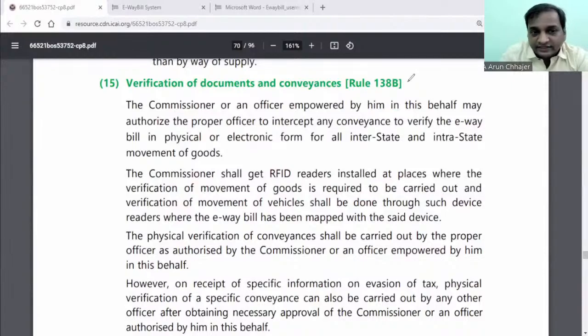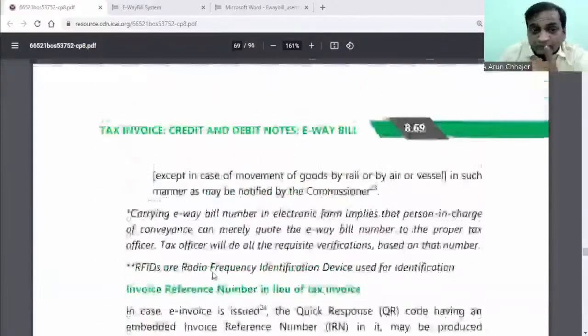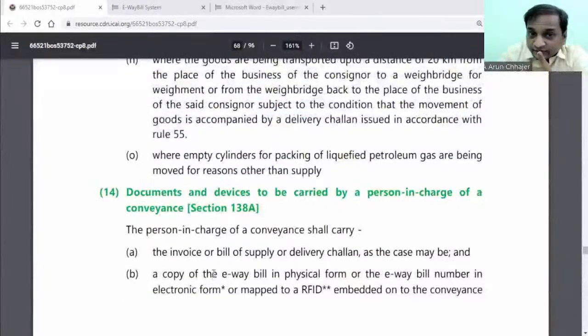So this is rule 138B. So rule 138, what documents need to be carried? Rule 138A, documents and devices to be carried by the person in charge of the conveyance. So tax invoice, bill of supply or delivery challan or bill of entry.